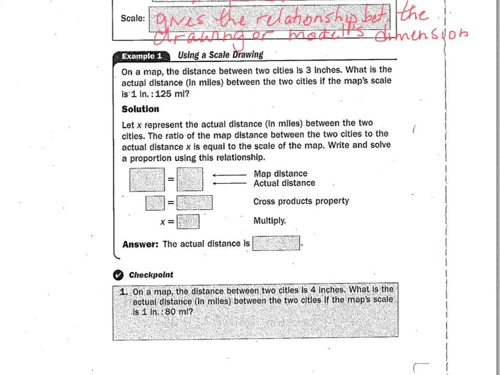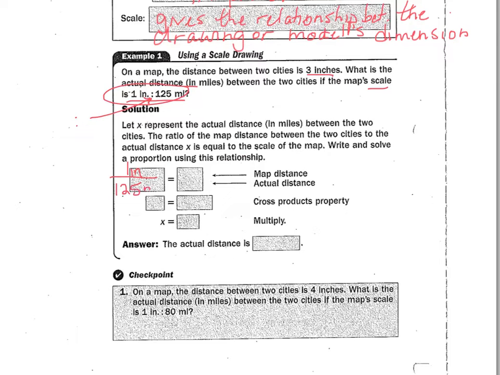Where does this apply? It says, on a map, the distance between two cities is 3 inches. What is the actual distance in miles between the two cities if the map scale is 1 inch to 125 miles? Very important. Just make sure you are consistent. So I'm going to write 1 inch, I'm going to write that scale. That's a ratio. See the colon? That means it's a ratio. 1 inch over 125 miles.